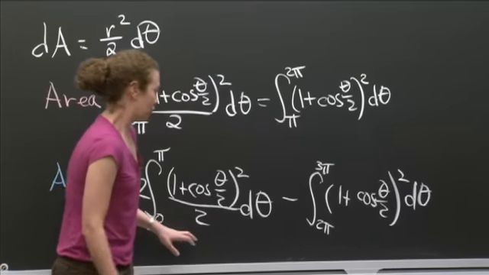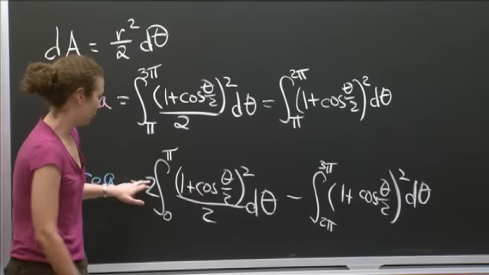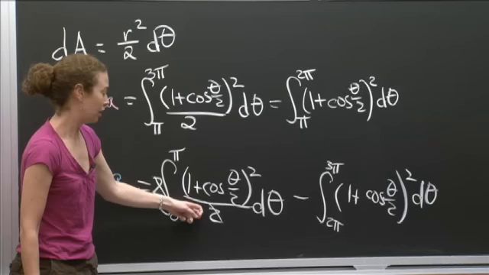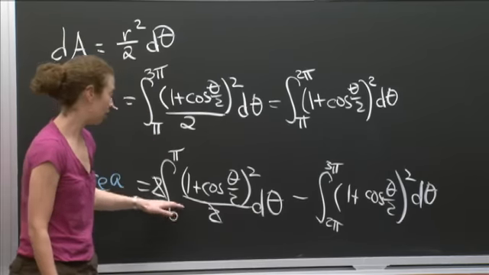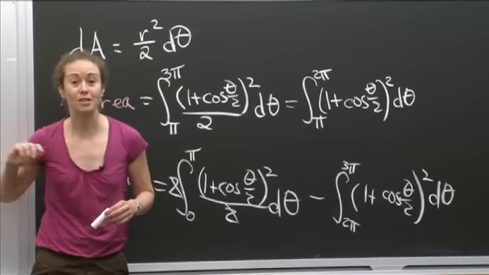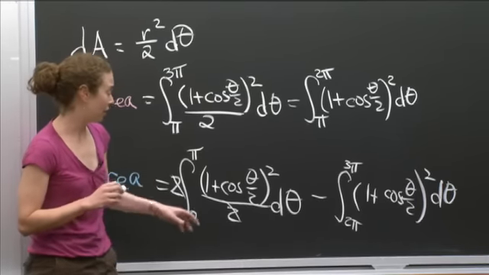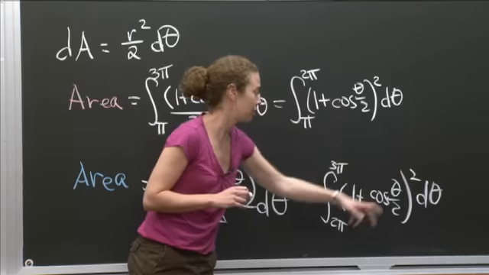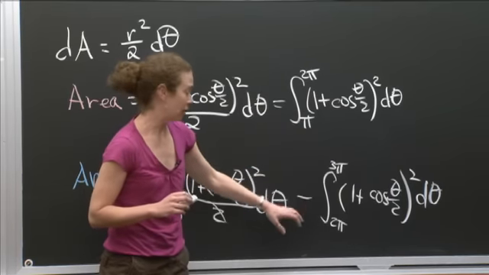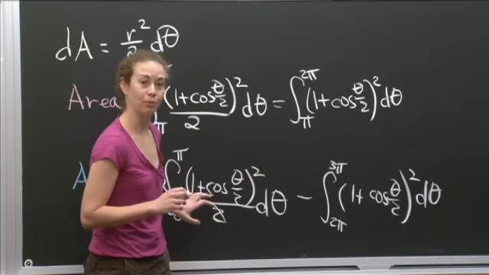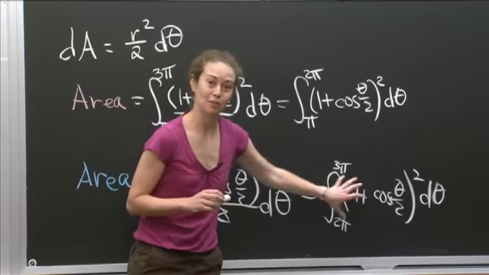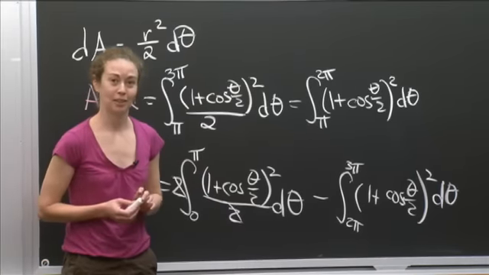Okay? So again, what do we do? These 2's divide out. So from 0 to pi of r squared d theta, that's going to give me the area of the blue plus the pink. And then 2 pi to 3 pi of (1 plus cosine theta over 2) squared d theta is going to give me the area of the pink. So the blue plus the pink is over here, and then the pink is over here. So when I subtract that off, I just get the blue.